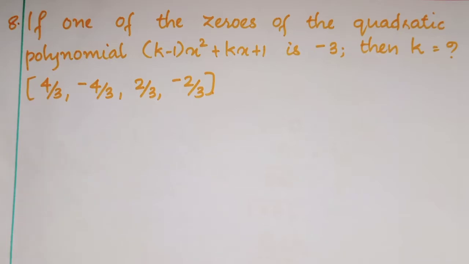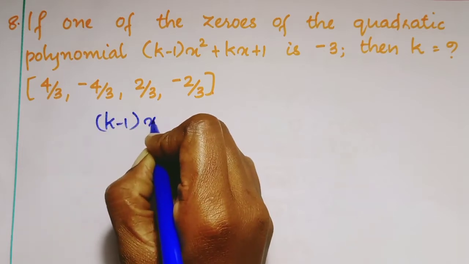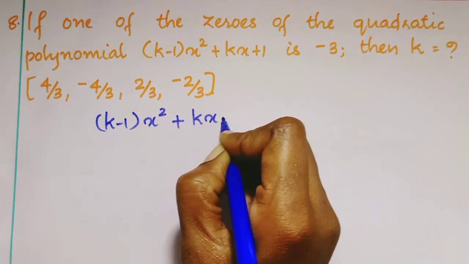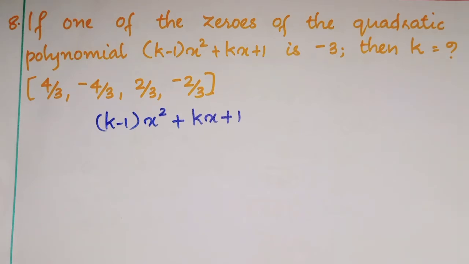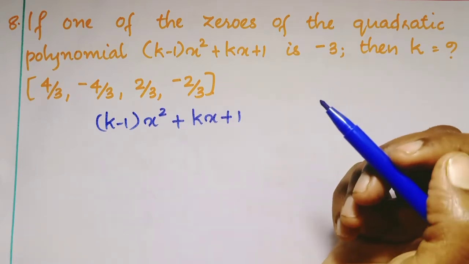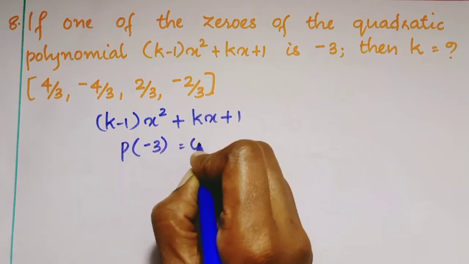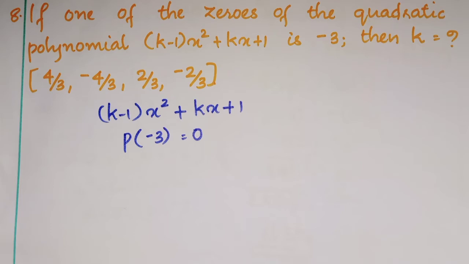Eighth question. If one of the zeros of the quadratic polynomial (k minus 1) into x square plus kx plus 1 is minus 3, then k is dash. That means minus 3 is a root or the solution. Then we all know that p of minus 3 equal to 0. Then let us substitute the values.